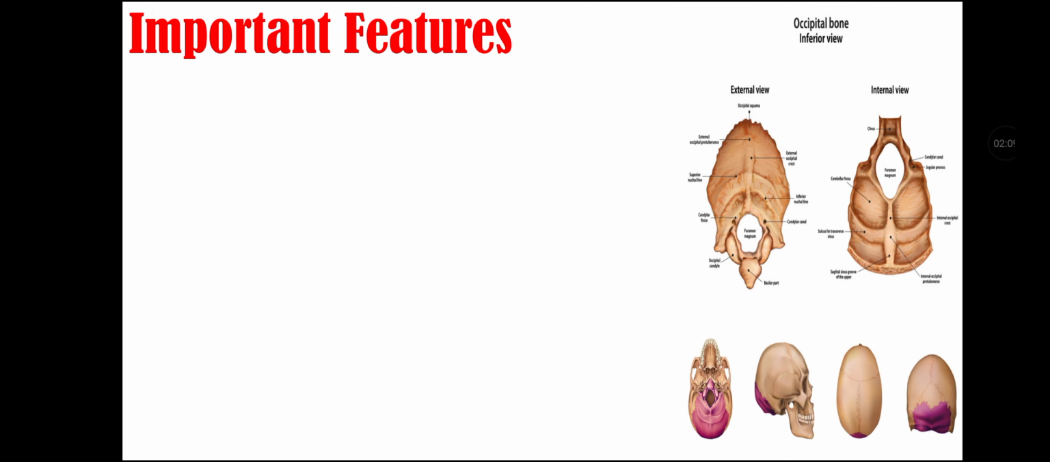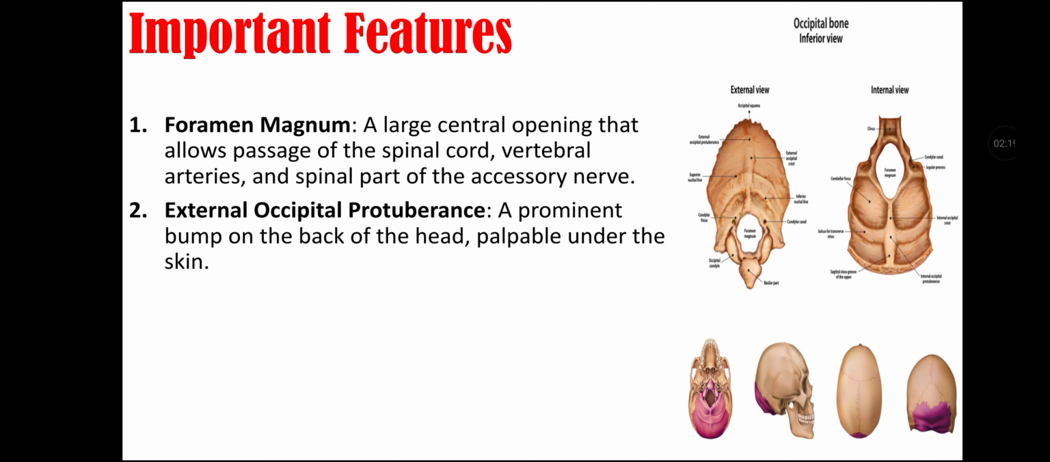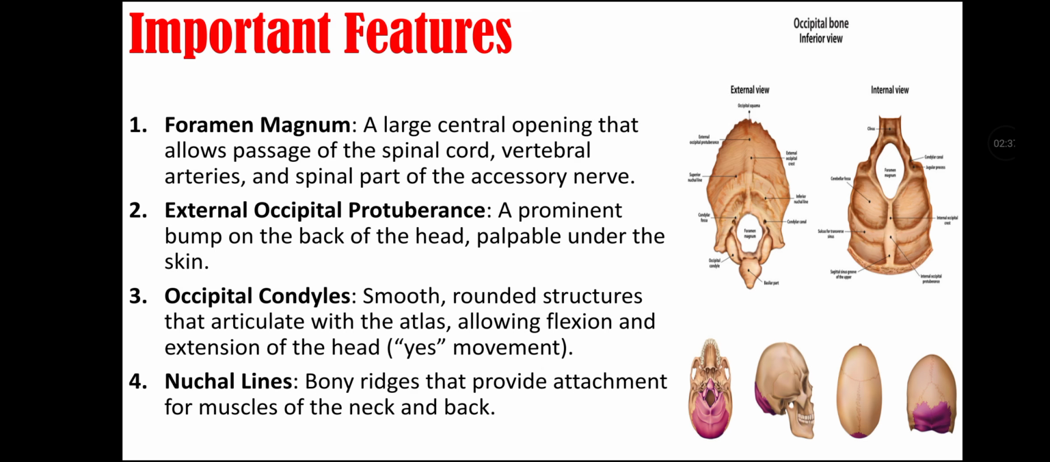Important features of the occipital bone are the foramen magnum, that is a large central opening that allows passage of the spinal cord, vertebral arteries, and spinal part of the accessory nerve. Second feature is the external occipital protuberance, that is a prominent bump on the back of the head that is palpable under the skin. Third feature is the occipital condyles. They are basically smooth, rounded structures that articulate with the atlas that allow flexion and extension of the head. That is basically the yes movement of the head.